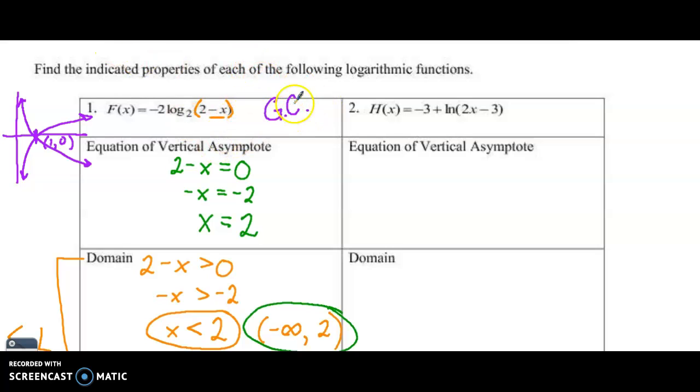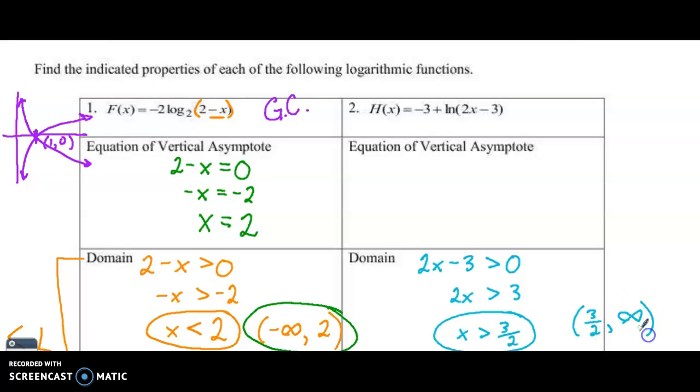But again, this is sort of bonus understanding. So let me move on to h of x. All you really need to do is take the argument and say it needs to be positive. So as you add 3 to the right side and divide by 2, it makes sense that we're looking at x greater than 3 halves. Right now I'm fine if you just leave it like that, or if you write it in interval notation. And that also tells us the equation of the vertical asymptote. It's x equals 3 halves.